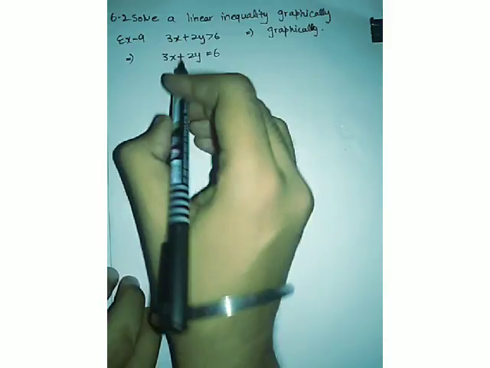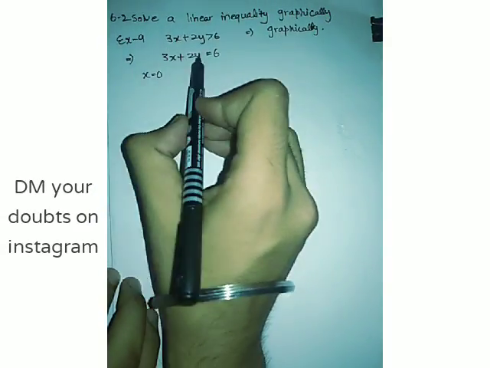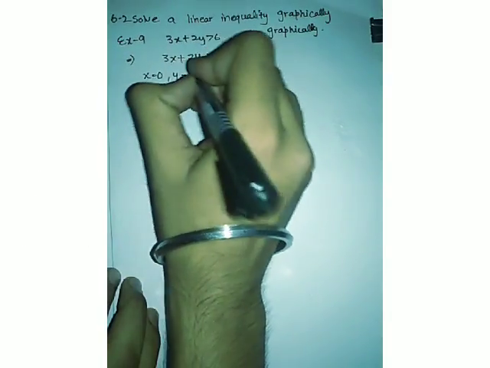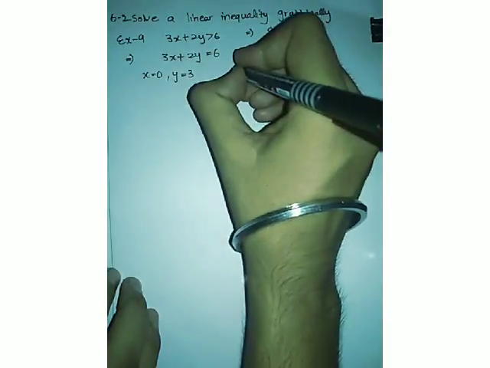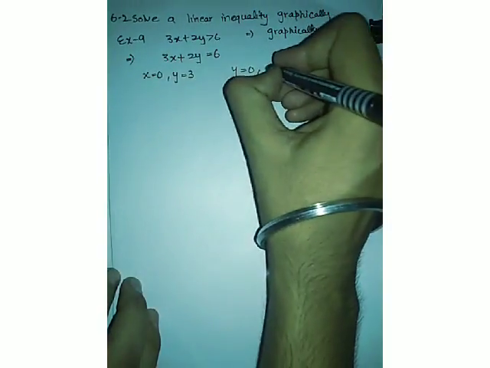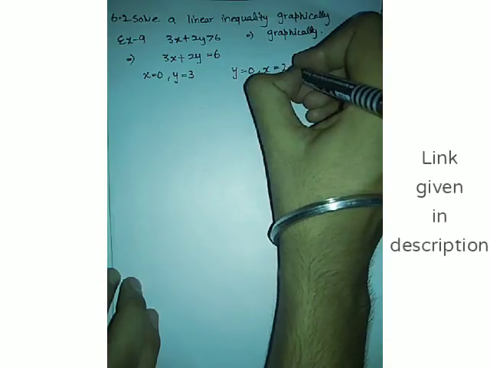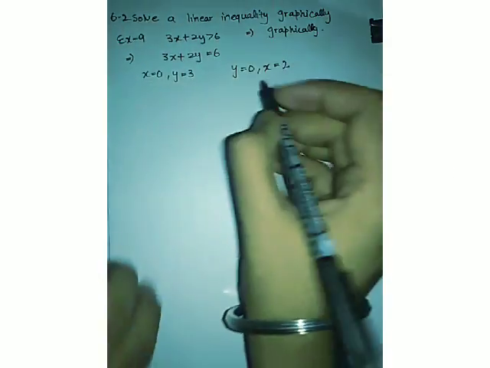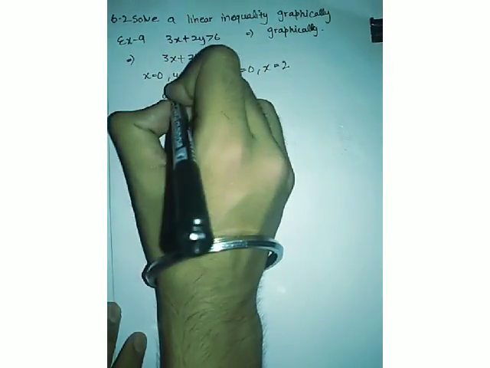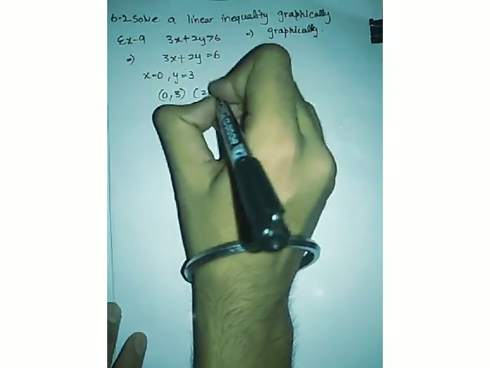So we will firstly put x equal to 0. If you put x equal to 0, you will get y equal to 3, because 2y will be equal to 6 and y will be equal to 3. Now if you put y equal to 0, you will get x equal to 2, because 3x is equal to 6 and x will be equal to 2. So you have 2 points, (0, 3) and (2, 0).